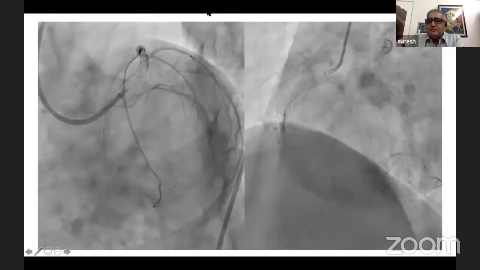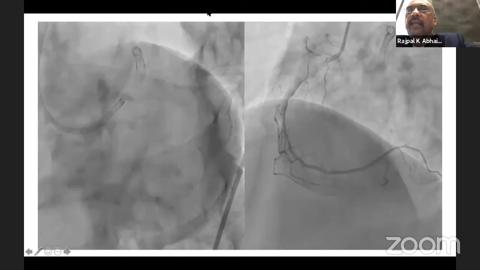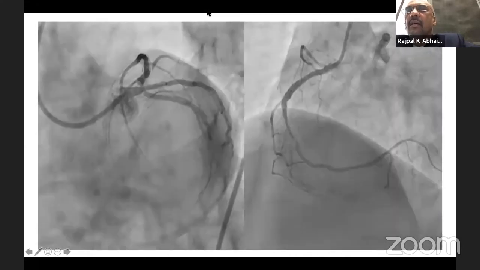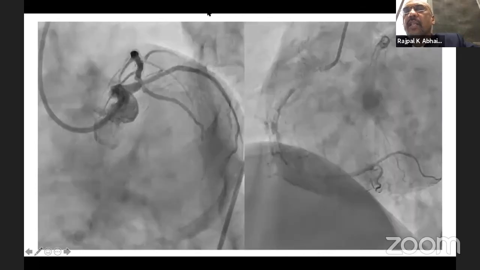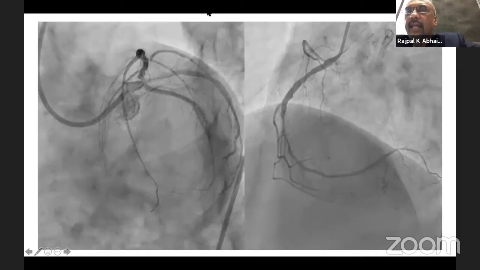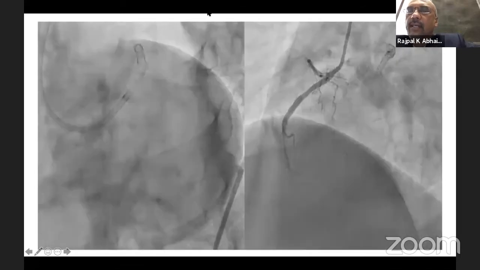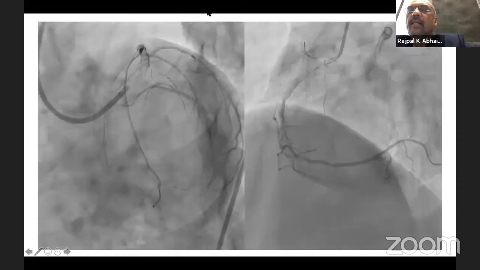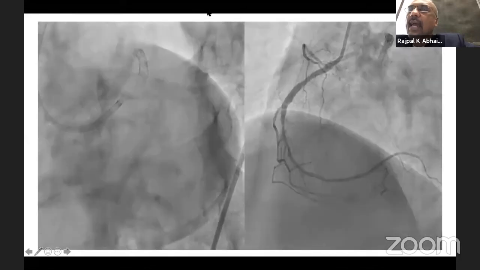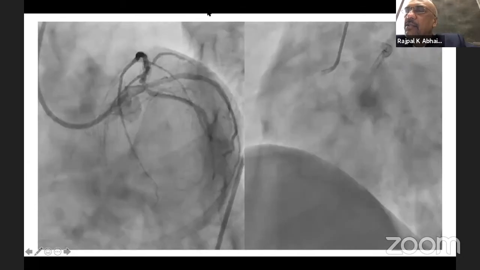Yeah. So this is an LAD bifurcation, left main diagonal bifurcation, and you can see that the left main ostium is very wide. It tapers to a distal bifurcation. You have an LAD ostium which is very tight. I saw your angiogram. It's very well done, where you showed us that you did the LAD first, waited for a few days, and then did the left main diagonal. Is that right, Dr. Suresh? That's correct.